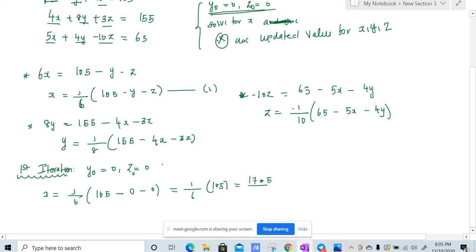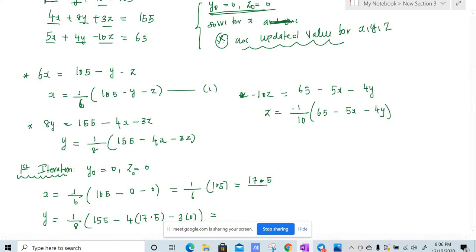Now the very important thing is you need to use the updated value for x, y, z. So what is y? y is 1 by 8 into 155 minus 4 into, now what is the updated value for x? It is 17.5. Very important, you need to use the updated value, minus 3 into z, which is 0. Because in the previous step we have x as 17.5, y as 0 and z as 0. So the updated value for x is 17.5 and for z is 0. Again you can make use of a calculator, so this will be 10.6.